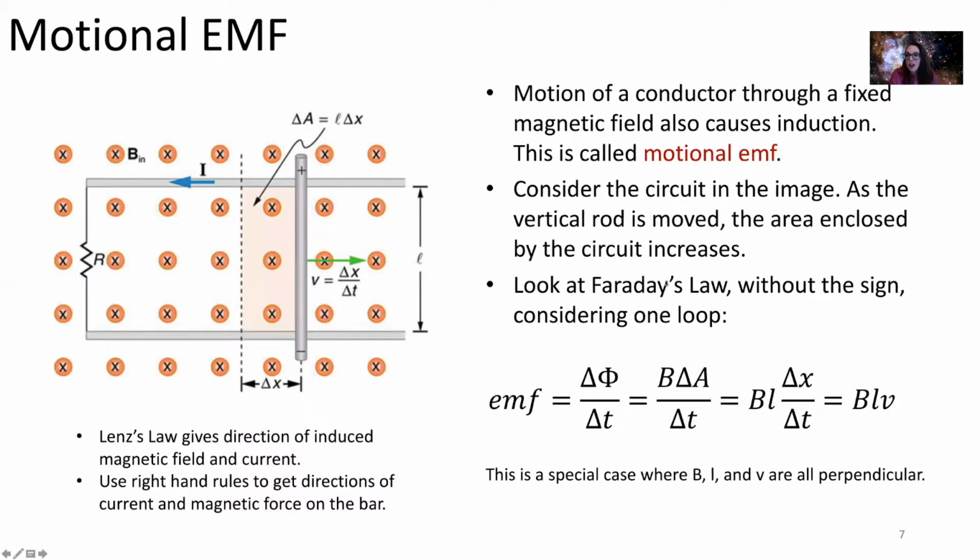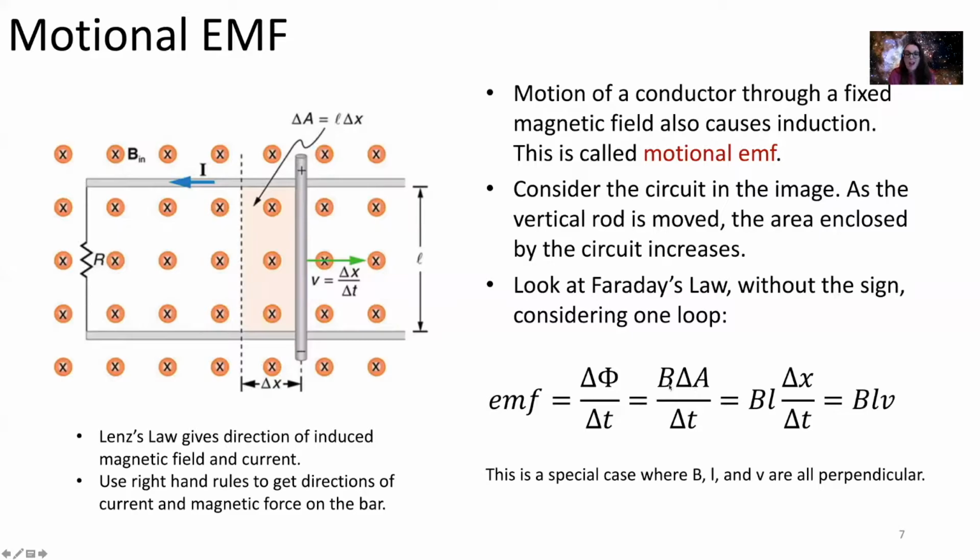So if we look at Faraday's law, ignore the sign on it for now, and consider one loop, then the EMF we induce is equal to the changing magnetic flux over time. We said magnetic field was stationary or constant. The area is changing, so that's a changing area over a changing time.